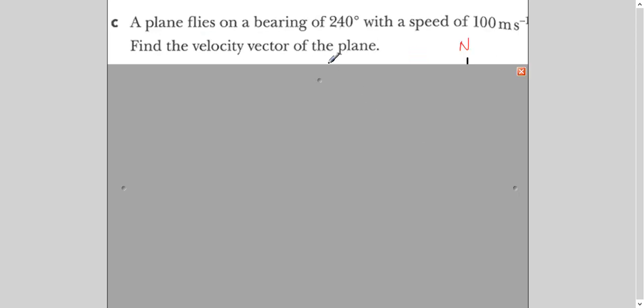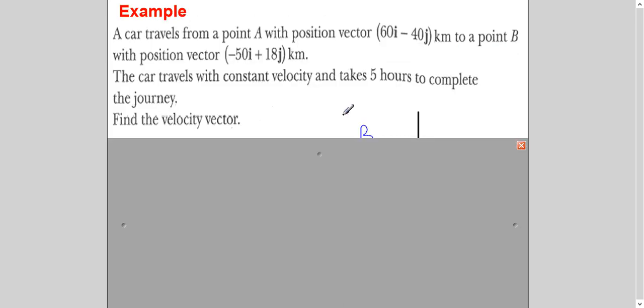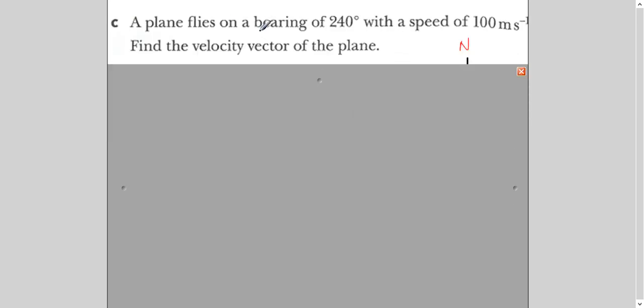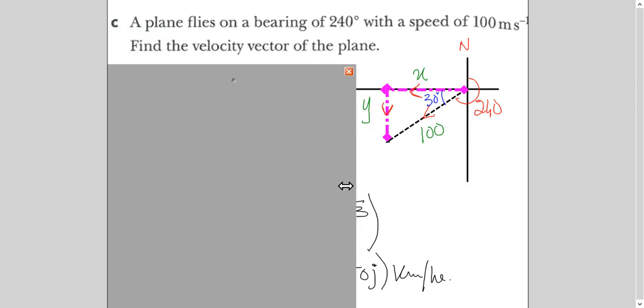Now the last example of today, last part of that question: a plane flies on a bearing of 240 degrees with a speed of 100. Now we know 240 degrees, this one, is in the third quadrant. So again, I'm splitting it up. X will be negative, Y will be negative. So the moment you look at the diagram, the bearing, you will know what type of value of x and y you will get, right?